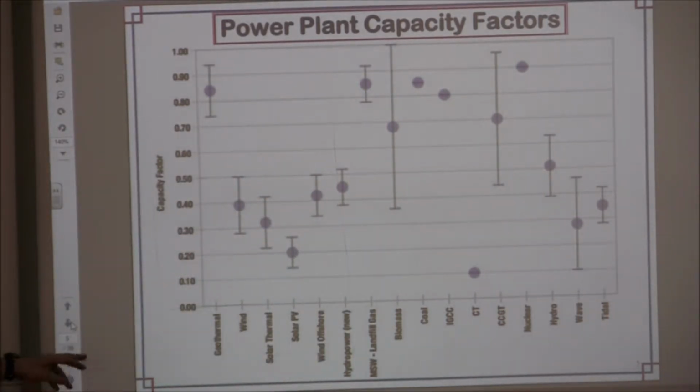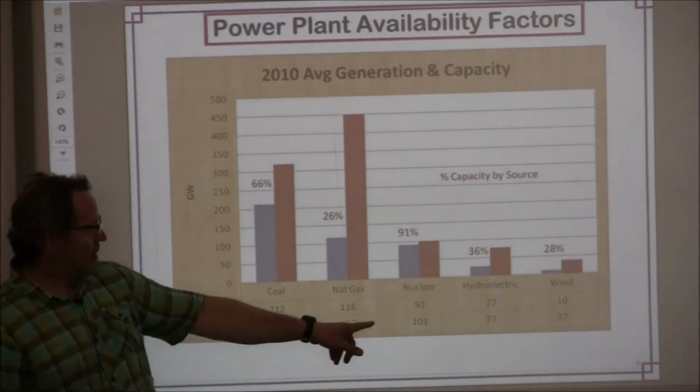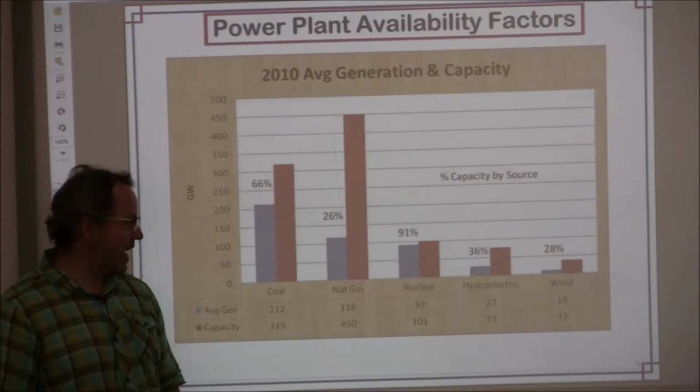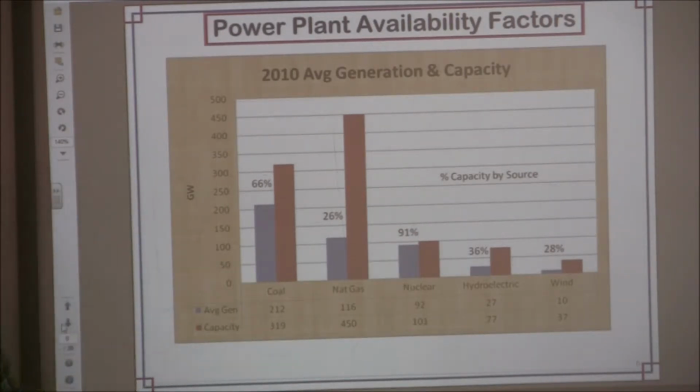And then you can compare the other ones. We won't spend too much time on this because we've talked about that. Average generation and capacity. So you can see this is 2010, so this is a little bit dated. But you'll notice we have 101, and I think this is gigawatt hours. Nuclear is at 92. So 91%, very high capacity.